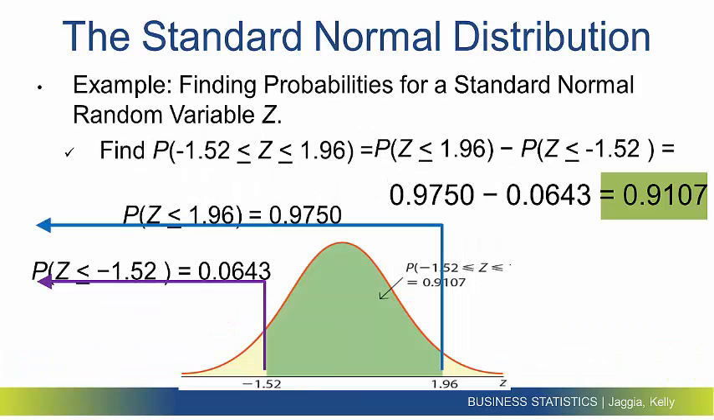Okay, so in this example we want to determine the probability between two Z values, specifically negative 1.52 and 1.96. To do this, we calculate the probability for 1.96, then subtract from this the probability for negative 1.52 to get the probability value in between. You can see this on the slide. 0.9750 take 0.0643 gives us the final answer of 0.9107, which is the area in between.